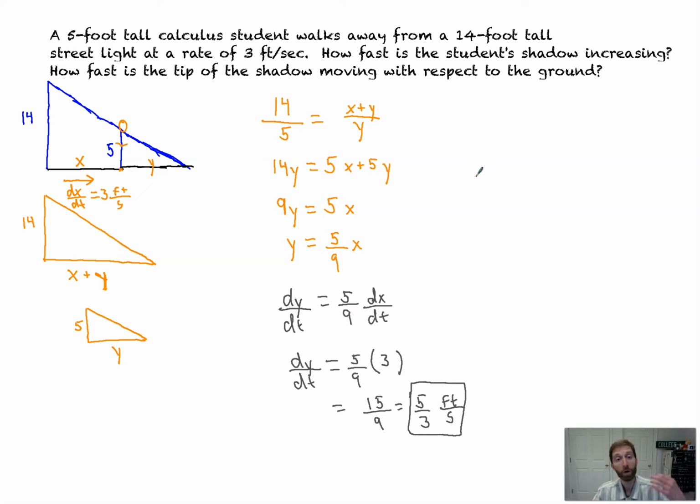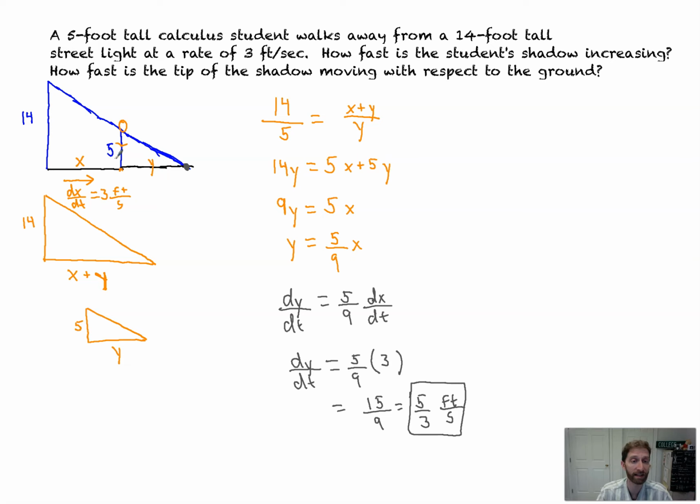Now, we've got a second question here. It says, how fast is the tip of the shadow moving with respect to the ground? So you've also got the tip of the shadow here, and it's just kind of moving along. Two things make the tip of that shadow increase, right? One thing would be how fast the student's walking. That pushes his or her shadow along. The other thing is how fast the shadow's stretching. So you got double action.